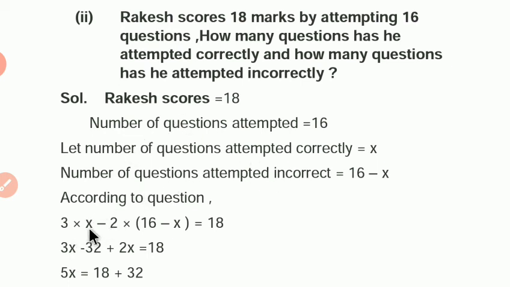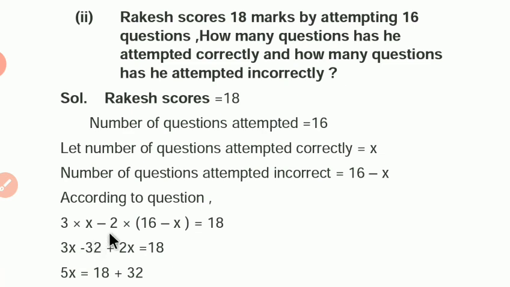How? 3 into x. 3 into x means here number of questions attempted correctly is x, and for one question he will get 3 marks. So for x correct questions he will get 3 into x, minus, 16 minus x is the number of questions attempted incorrectly. For one incorrect answer he will get 2 marks. So for 16 minus x incorrect answers he will get 2 into 16 minus x, which is equal to total score scored by Rakesh, which is 18.